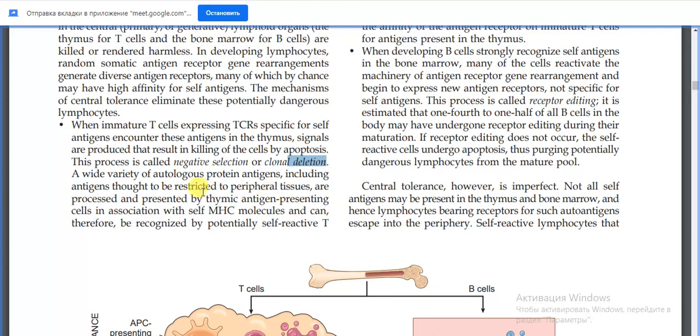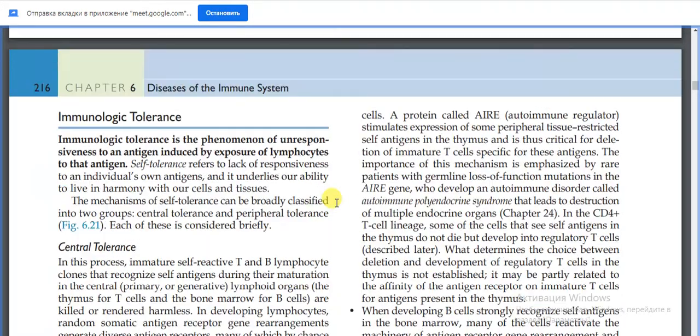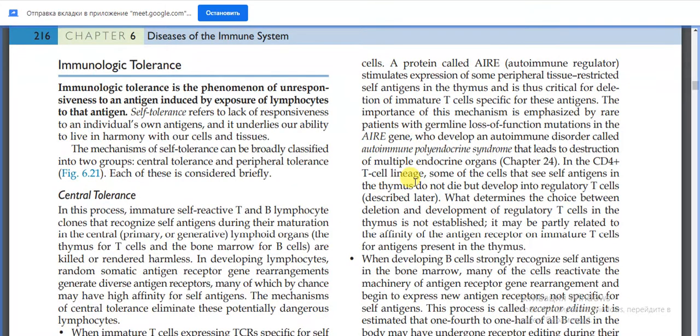A wide variety of autologous protein antigens, including antigens thought to be restricted to peripheral tissues, are processed and presented by thymic antigen-presenting cells in association with self-MHC molecules, and can therefore be recognized by potentially self-reactive T lymphocytes. A protein called AIRE, autoimmune regulator, stimulates expression of some peripheral tissue-restricted self antigens in the thymus, and is thus critical for deletion of mature T cells specific for these antigens.